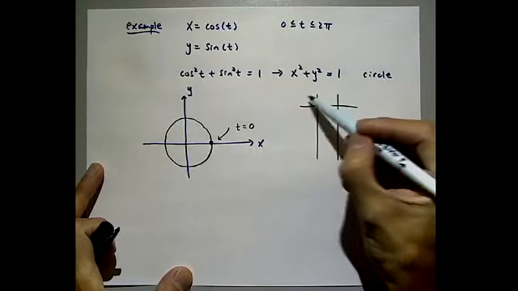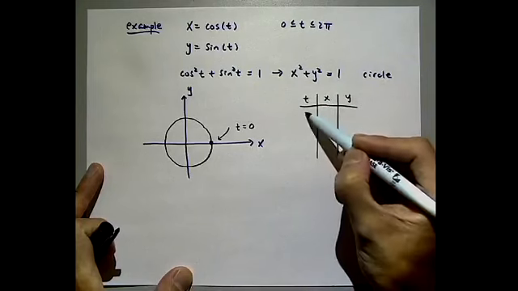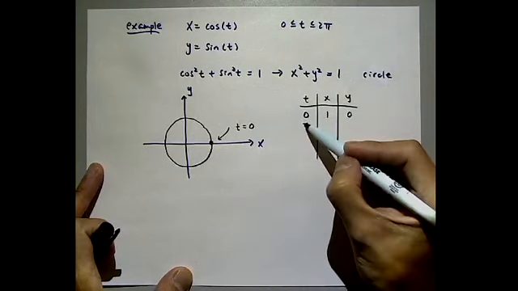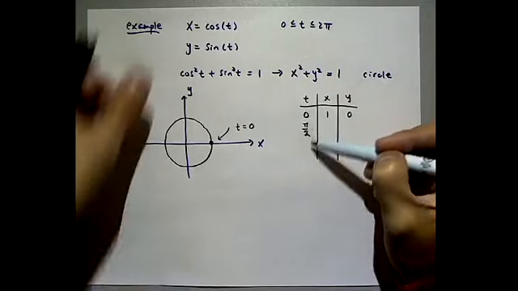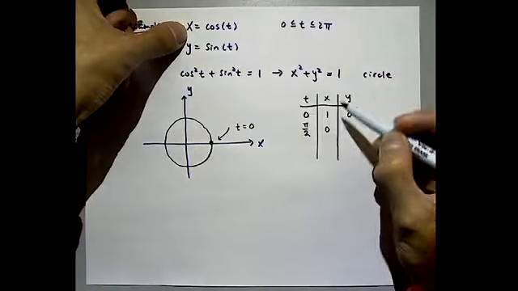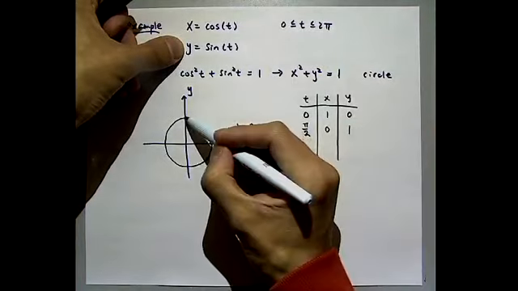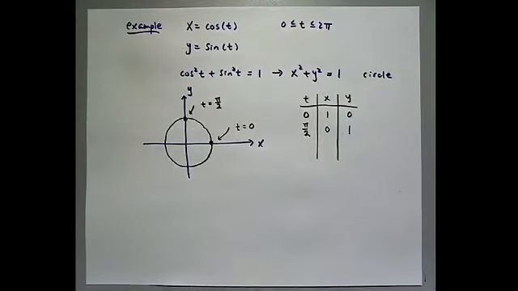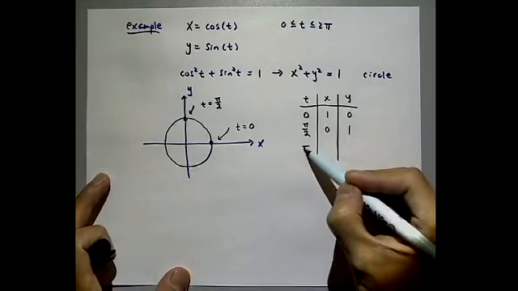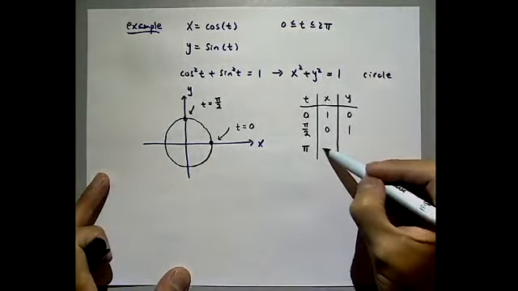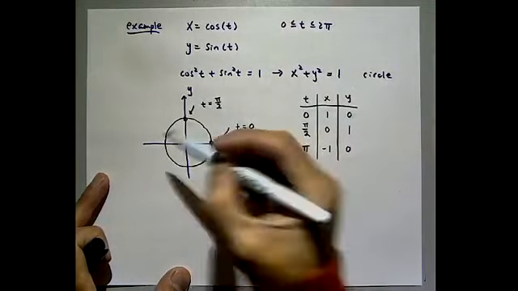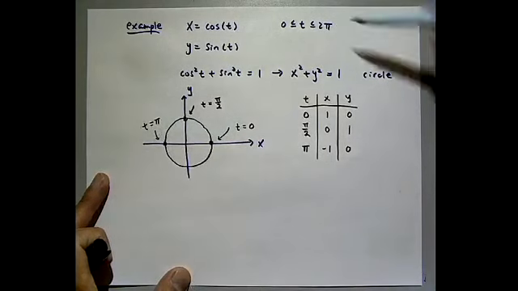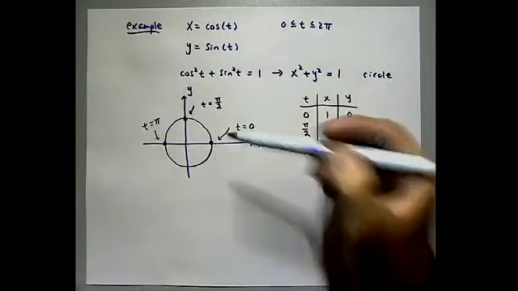So if you had trouble seeing that, again, go back to the points. Let's do pi over 2. Those are good values to use. When t is pi over 2, cosine is 0, right? And sine is 1. So we're here when t is pi over 2. Let's go one more. Cosine of pi is minus 1. Sine of pi is 0. So a little bit later, we end up here. And we do this up to 2 pi, that brings us back to here.